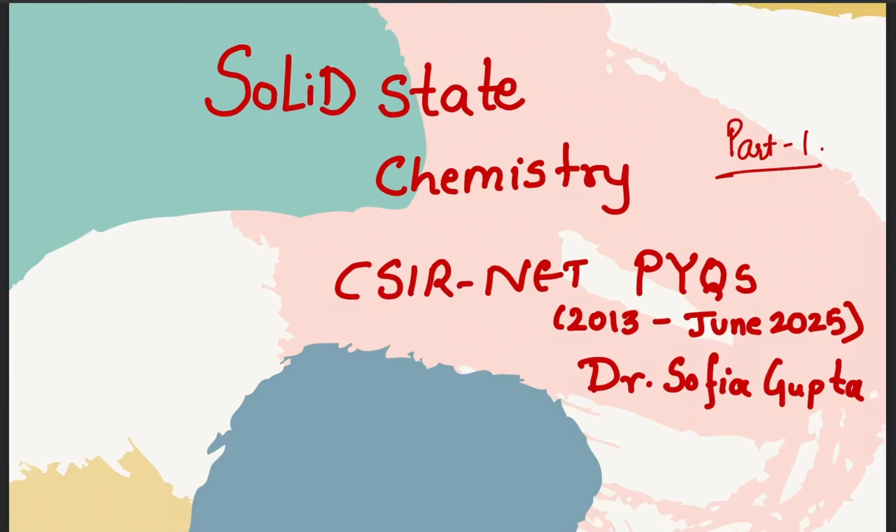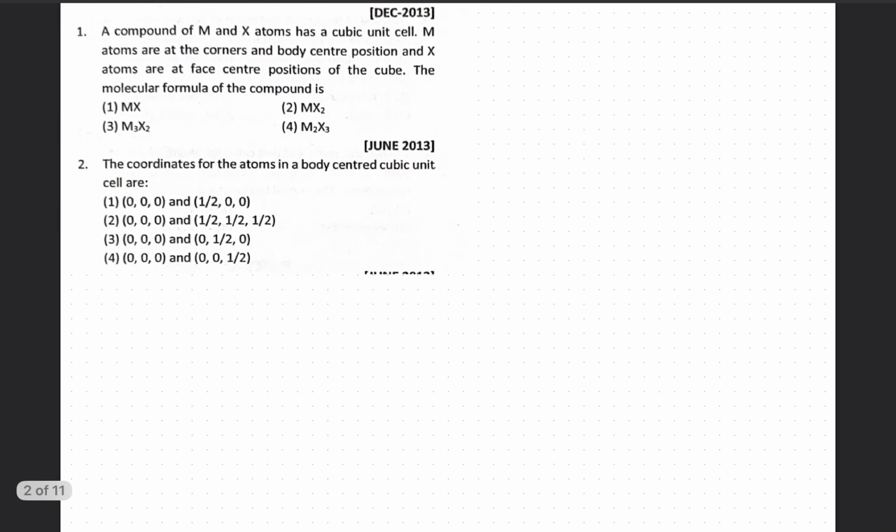Hello everyone. So today we'll discuss the CSIR NET previous year questions of the topic solid state chemistry. So this is part 1. Similarly there will be part 2 and 3. In this part we'll cover the questions that came from the year 2013 to June 2025. Okay, starting with the first question.